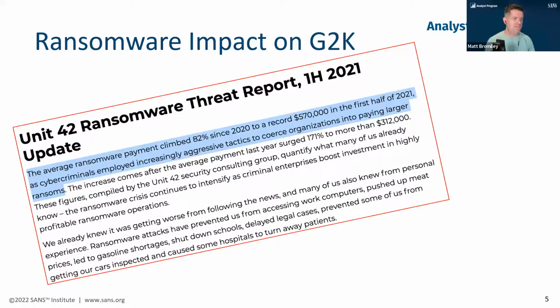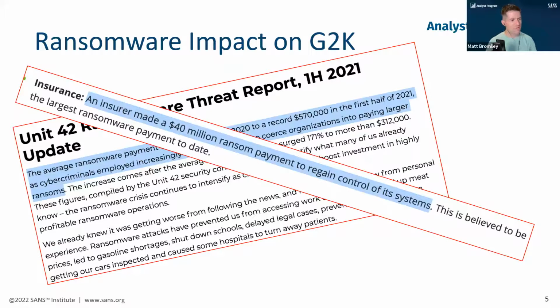Impact number two is obviously the money side of it as well. I've got a few examples that I've dropped in here, and I put them at a weird angle just to make you crook your neck as you look at the screen. There was a Unit 42 ransomware threat report that showed the average payment climbing to a record $570,000 in the first half of 2021. But then we also get this one right here: an insurer made a $40 million ransom payment to regain control of its systems. I think it's worth calling out. This is potential impact number two.